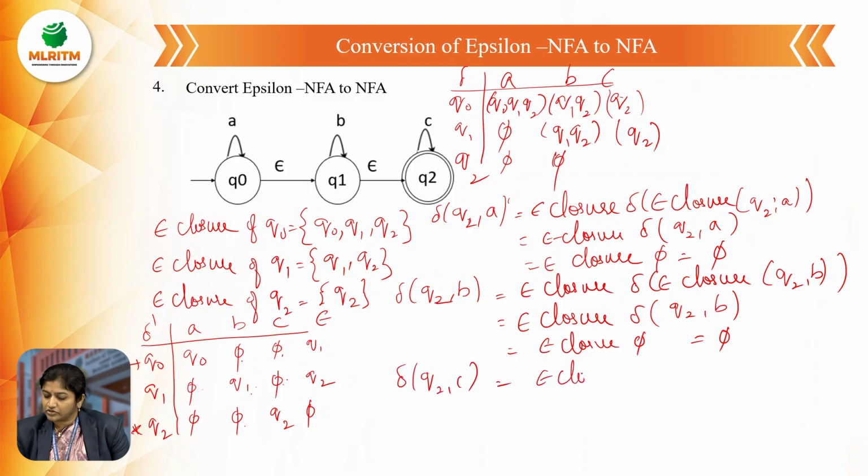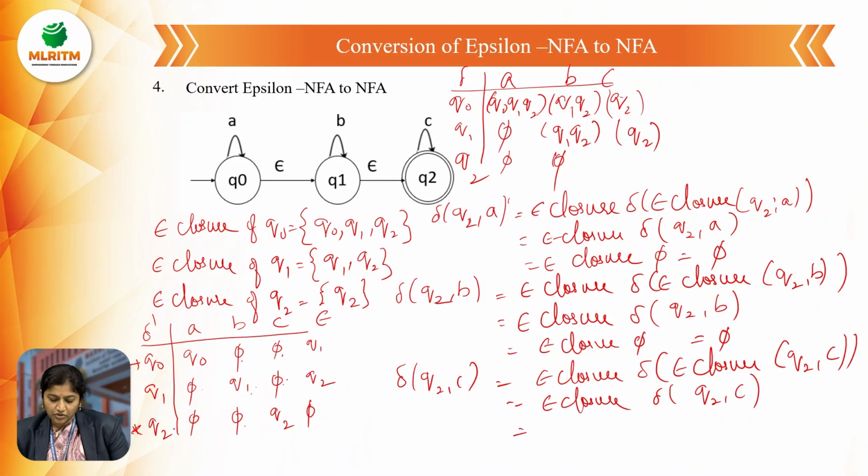Transition of q2 on C now. What will it be? Epsilon closure of transition of epsilon closure of q2 on C. Epsilon closure of q2 is what? q2 only. So epsilon closure of delta of q2 on C. q2 on C is what? q2. So epsilon closure of q2 is q2 only. So this last is q2.